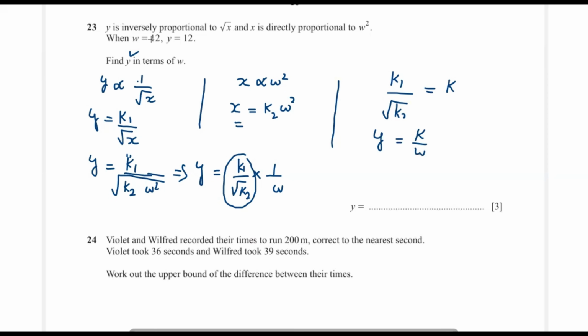w. Now y is 12, written as it is, and w is also 12. Therefore, you see here k will be equal to 12 multiplied by 12, which is 144. Therefore, we can write it as y equal to 144 over w, and this is the answer.